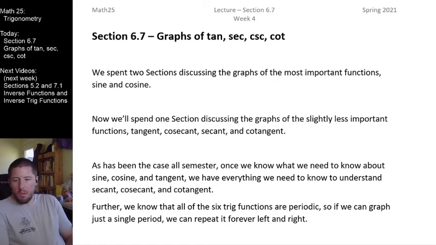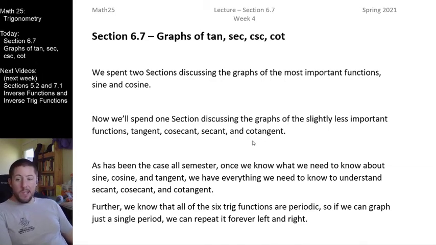So let's get going here. Notice that we spent two sections on two of our graphs. Now we're going to spend one section on four of our graphs. So I think the relative importance is there. That says to me our sine and cosine graphs are approximately four times as important to me as our other four graphs are right here. And I think we're distributing our time appropriately in this way.